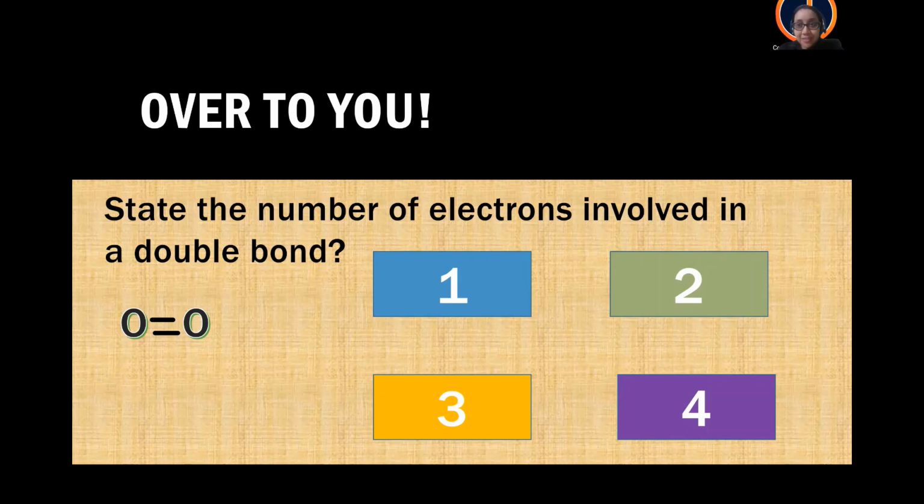I'm sure that you are trying your best and you have answered it correctly, and the correct answer is 4. Why? Because each line means 2 electrons, right? So since it is a double bond, that means they are sharing 2 plus 2, that is 4 electrons. Well done, students. Very nice.